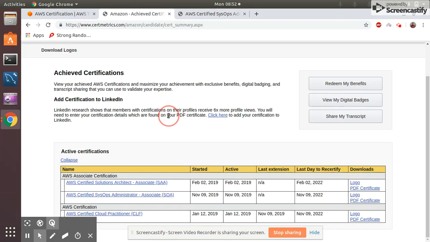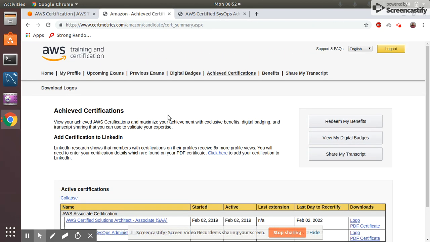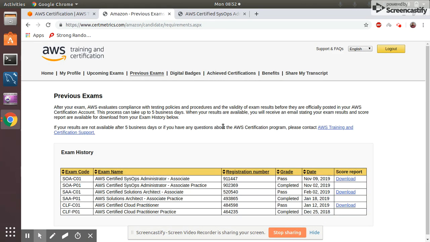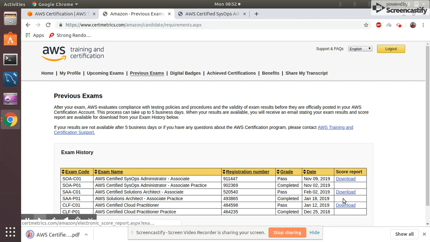You should also receive exam details, and that gives you an idea of the total score that you have achieved. So AWS gives you scores from 100 to 1000, and 720 is the pass score. Let me download this and also download my other previous exams so I can compare.